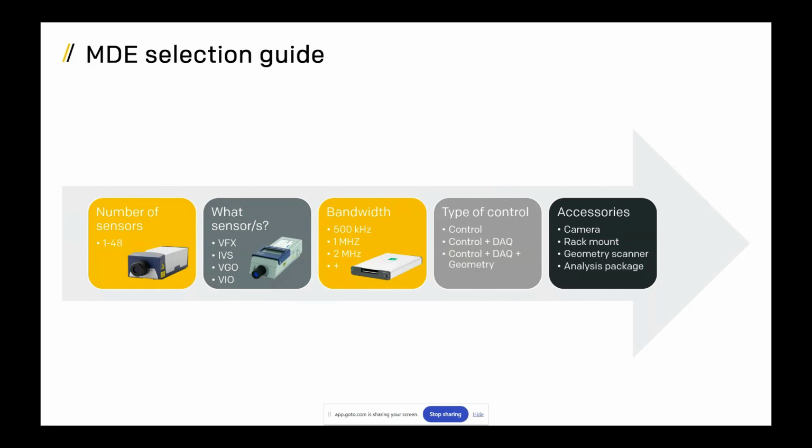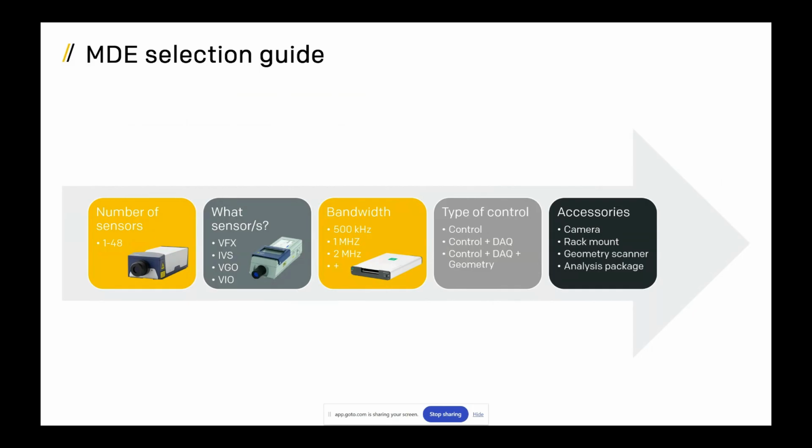Bandwidth, yeah. So what bandwidth is required on the data acquisition side? That would be not on the sensor side, but in the system itself. We can select different data acquisition systems in there so that we can measure up to different bandwidths for the given application. What do we want? Do we want only control? Do we want control plus DAC? Or do we want geometry as well? So all of those options are available in the configuration of an MDE system. And then finally, do we need any accessories?